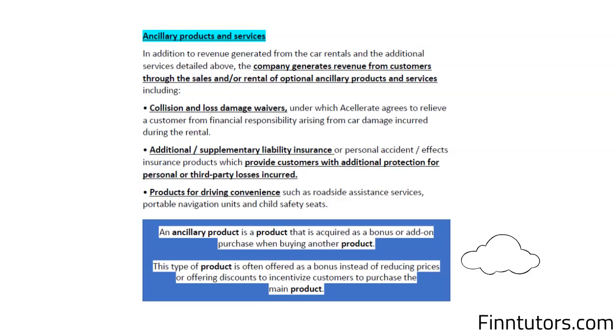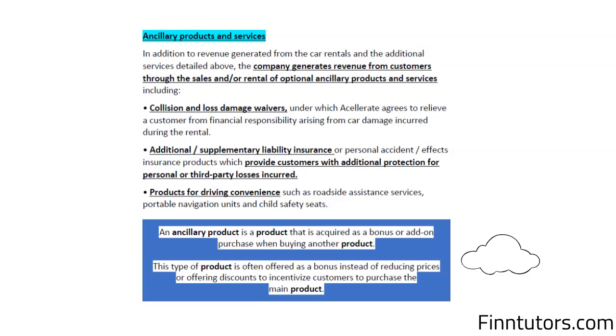So you'll charge them extra, but give them a full cover, an extensive insurance that covers their collision and damage waivers. One extra service. Next, you can have supplementary liability insurance or personal accident insurance products, which provide customers with additional protection for personal or third party losses that you incur. So you have collision and loss damage waivers, you have additional and supplementary insurance, you have products for driving convenience such as child safety seats, your road assistance, portable navigation units. You charge for this, but you give them an extra service.